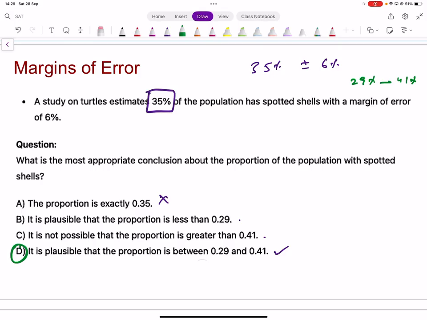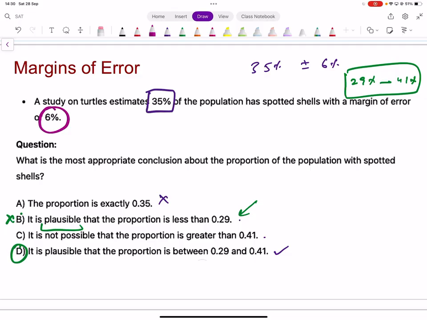Now, this is going to be D, but now let's look at B and C as well. Why are they incorrect? It is plausible that the proportion is less than 0.49. Now, we are saying it's actually plausible that the proportion is between 29% and 41%. It's more likely that the actual proportion is within this range. So B would be incorrect for that reason. It is possible that the actual number is less than 29%, but that's not what our result is saying. Our result is saying the proportion should be between 29% and 41%. That's most likely. Is that okay?